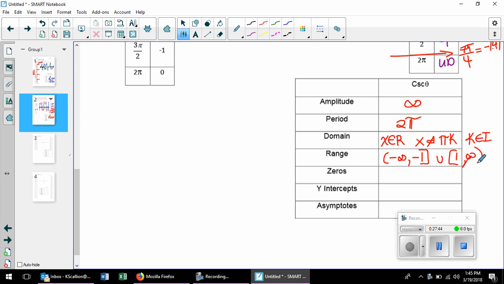Zeros of the function. Are there any zeros of the function? Nope. I'm sure people have told you this before, but you have to answer the question. You can't leave a blank. Because if you leave a blank, I don't know if you don't know, or if you know everything and there's not. Right? Y-intercept. None.